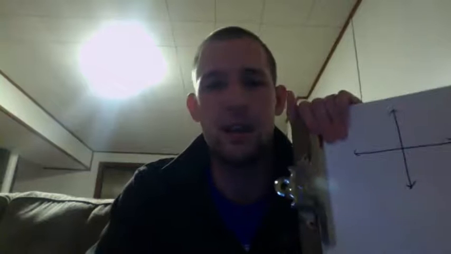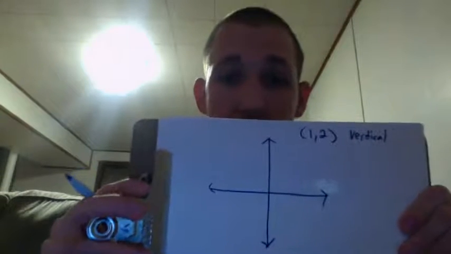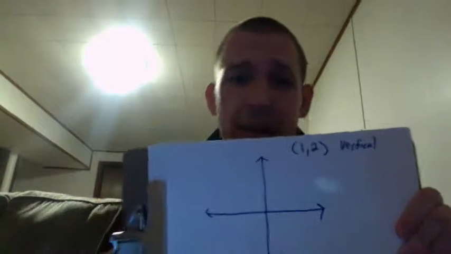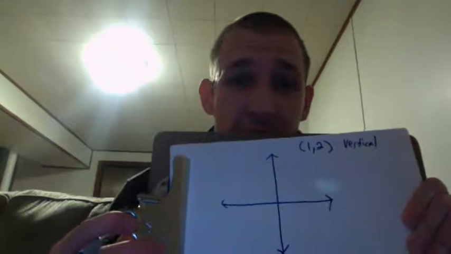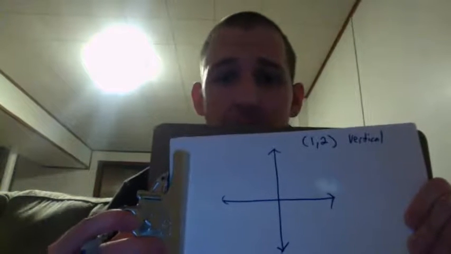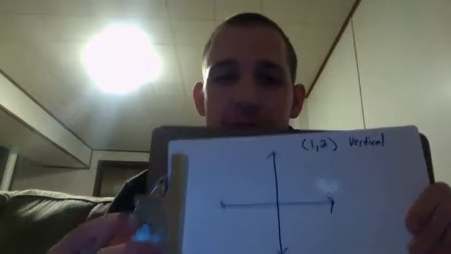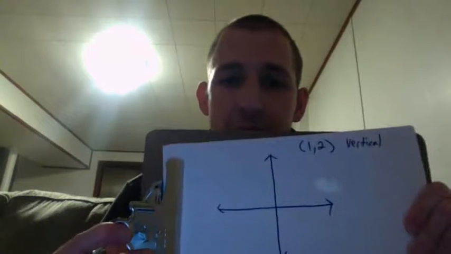Let's just do this. I've got a blank graph here. Let's say you've got a graph that goes through the point (1, 2), and it is vertical. We're going to try to write an equation, but I'm going to physically show what this looks like on a graph, so I can kind of kill two birds with one stone here. If I gave you that information and said write the equation of that line, that it goes through (1, 2) and it's vertical, let's look at what that would look like.